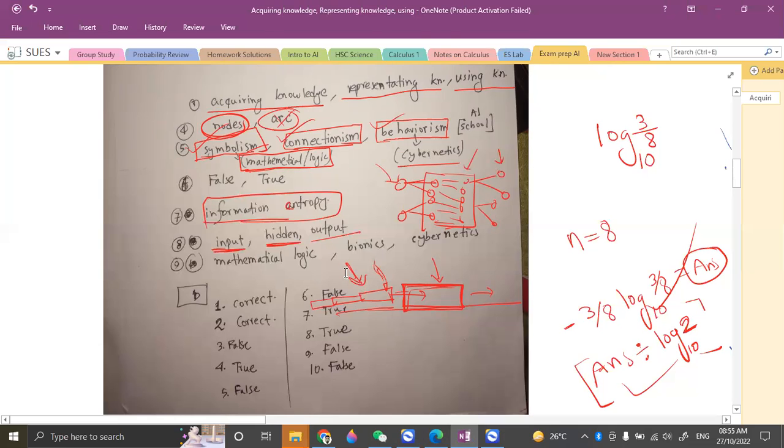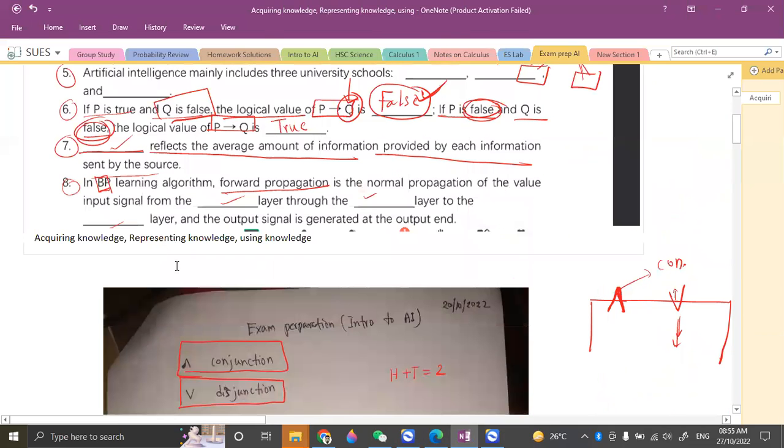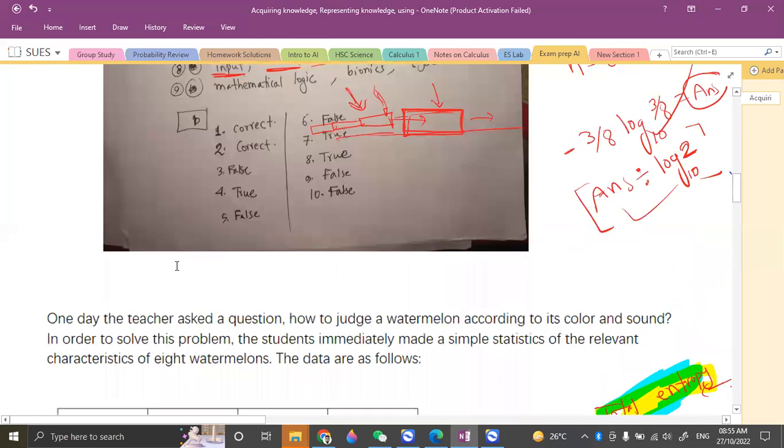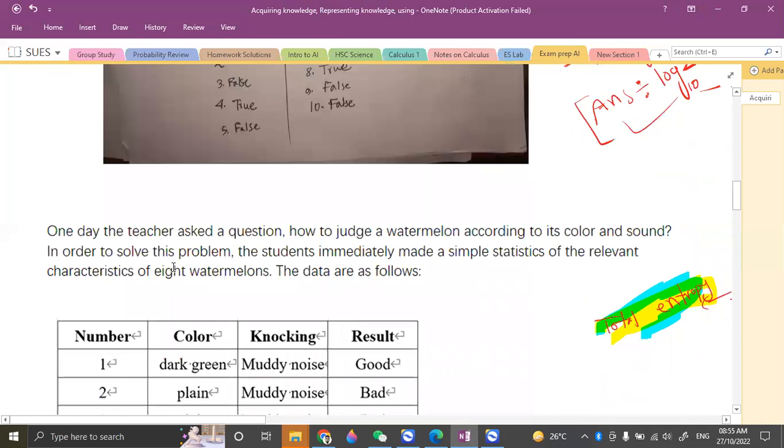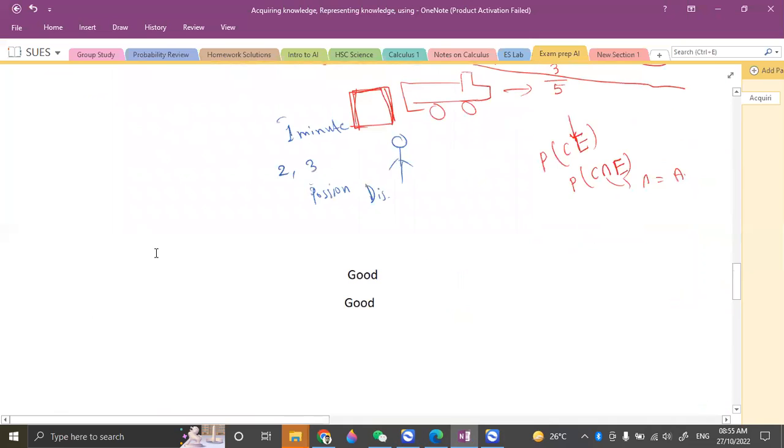Okay, Omar. And then number 9. We don't have number 9, we just have true false. So let's discuss true false.